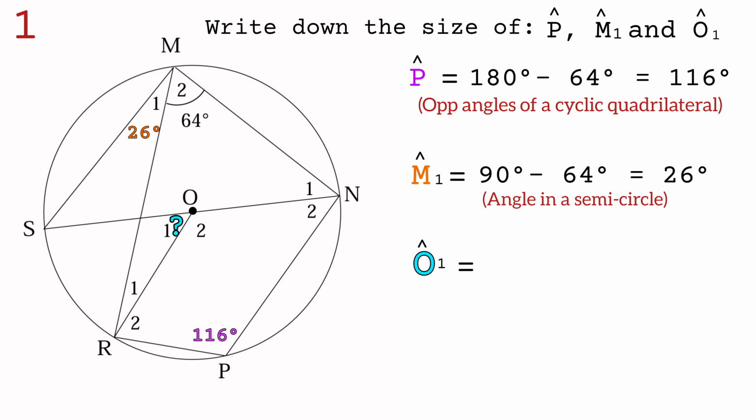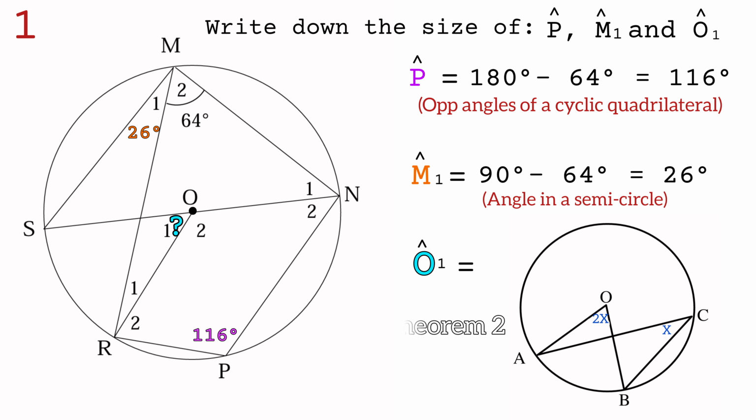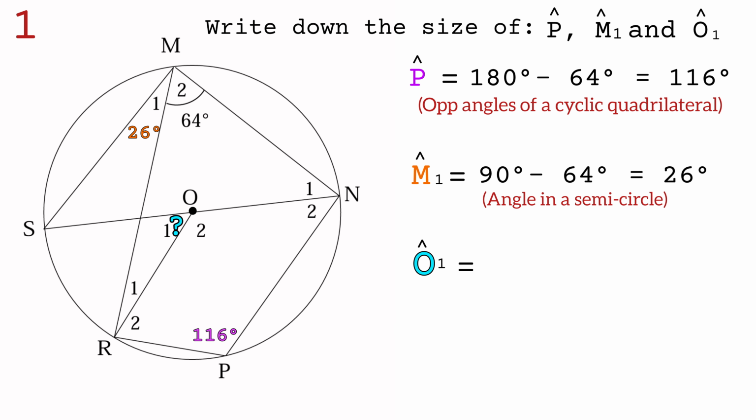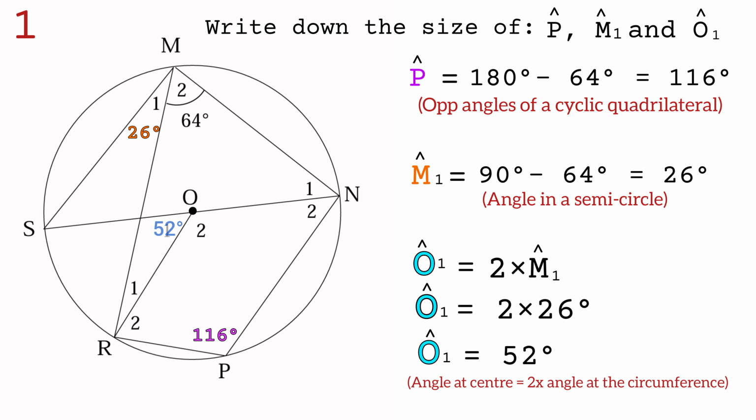Angle O1 is 2 times the size of angle M1. Theorem 2 states that the angle at the center is twice the angle at the circumference. Therefore, if M1 is 26, then O1 is 26 times 2, which is 52 degrees, so the size of angle O1 is 52 degrees.